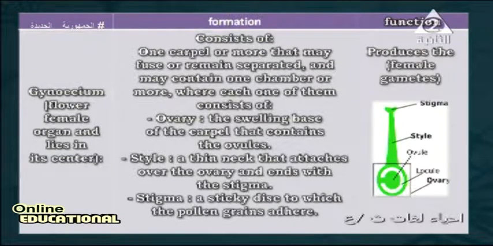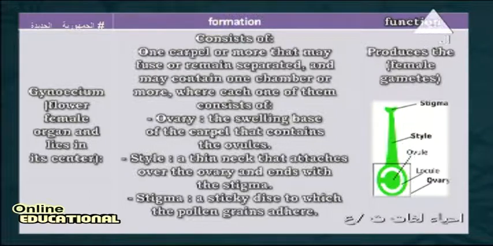What is the gynoecium? Gynoecium, or the female flowering organ, consists of carpel. The carpel consists of number one, stigma, style, and ovary. This ovary contains the ovule. Okay, ovary is the swelling base of the carpel that contains the ovule.